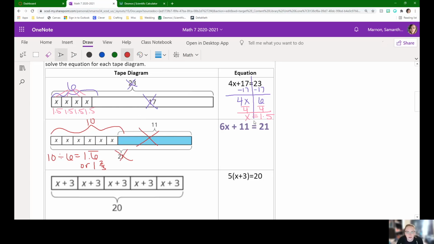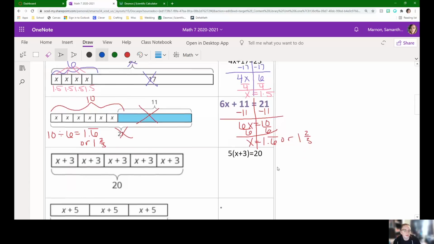So to show this on our equation over here, the first thing we did was we took away the 11. That left us with 6x equals 10. When we divided by 6 on both sides, we were left with x equals 1.6 repeating, or 1 2/3.